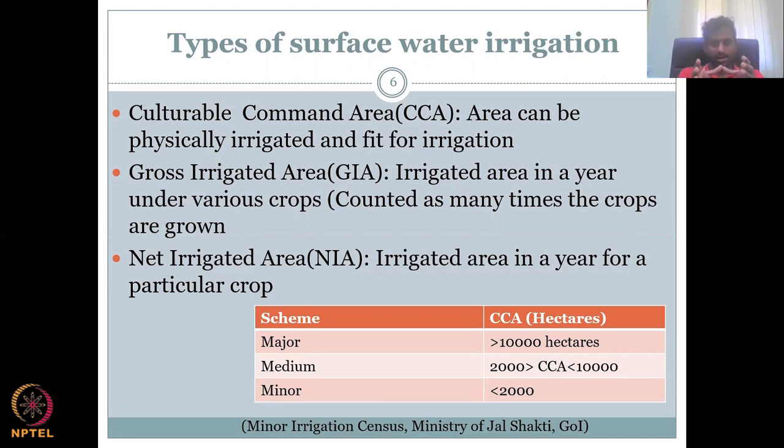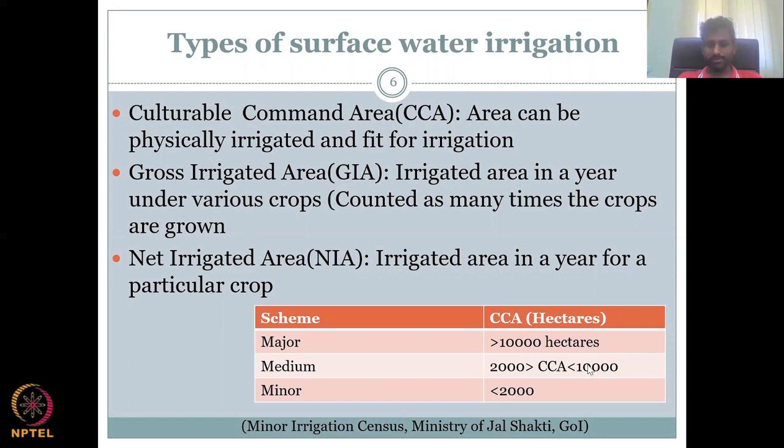For example, one area is 100 acres. And if the 100 acres is grown one time, it is 100 acres. However, you harvest it and then you count it again, another 100 acres within a year. So this actually gets back to how much water is used. However, the net irrigated area is only for one particular crop. So then we'll say net irrigated area for, for example, paddy, rice. And that is the irrigated area only for one particular crop.